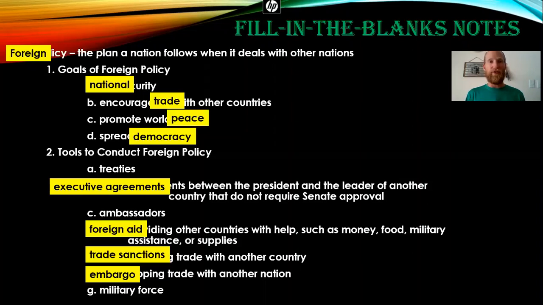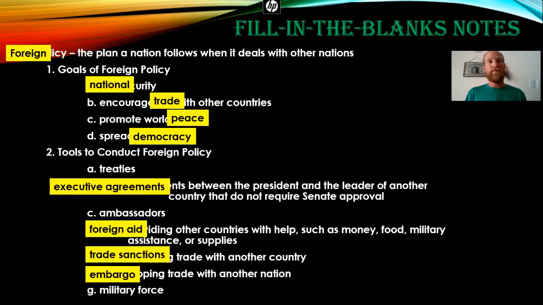The reason why we would put trade sanctions and an embargo on another country is to hurt them economically, financially. Maybe we stop providing them with certain resources that they need. Maybe the country imports a lot of a certain product and they don't make that product at home. Well, if we limit trade or stop trade altogether, that's going to hurt their economy. It's going to hurt the lives of their citizens. So we try to hurt the country financially or economically to put pressure on that country to do what we want them to do.